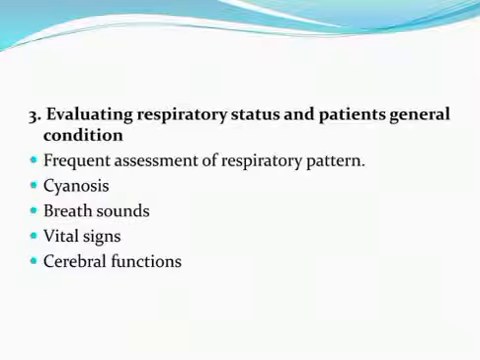And the next will be evaluating the respiratory status. So we have to evaluate the respiratory status as well as the patient's general condition. Usually, frequent assessment of respiratory pattern: we have to assess the respiratory pattern frequently during the follow-ups. Next will be the cyanosis, and next the breath sounds, vital signs, cerebral functions, etc. So these are certain ways of evaluating the respiratory status. While evaluating this respiratory status, we can easily control the seriousness of asthma.